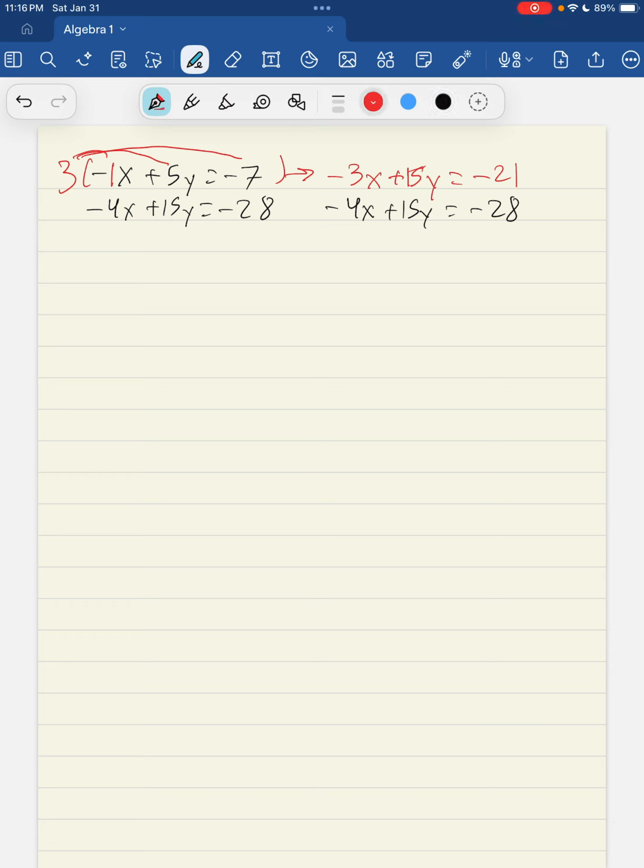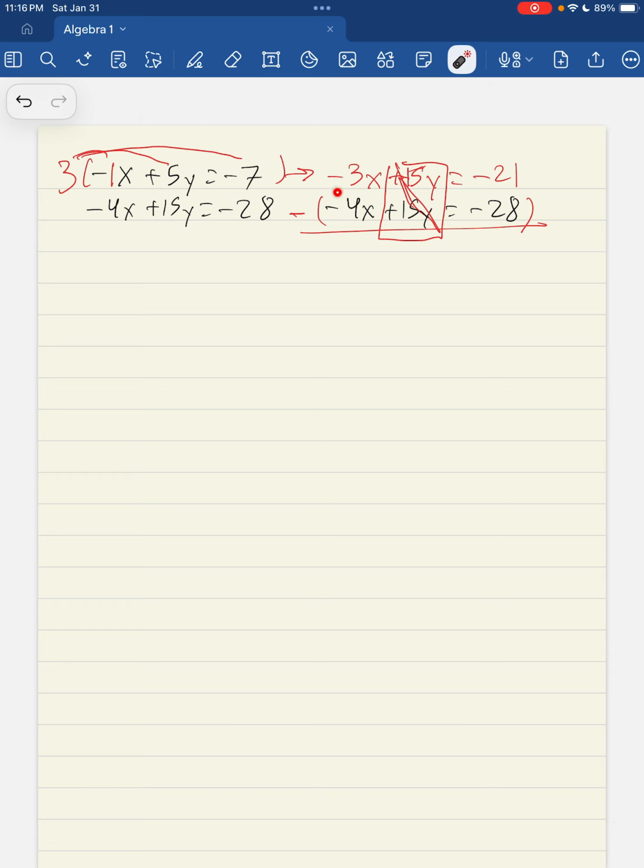And here we want to identify the matching terms. We have two 15y's. They are both positive. They have the same sign. So let's see. If we have the same signs, we are going to subtract to get them to eliminate. 15 minus 15 is eliminated. Now we go -3 minus -4. That's going to be a +1. So we go 1x. And then here we have a -21 minus -28.